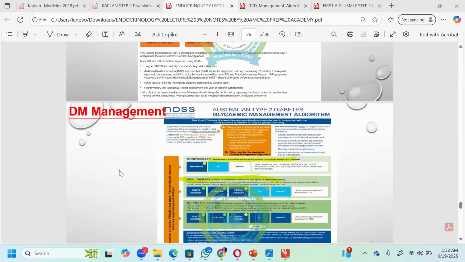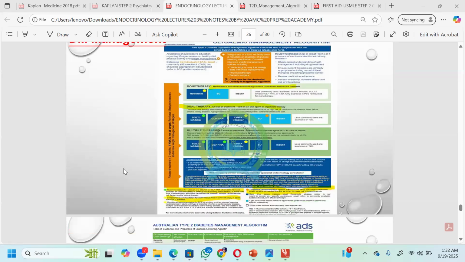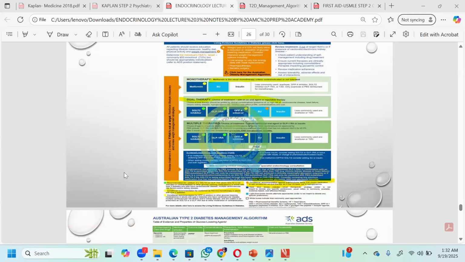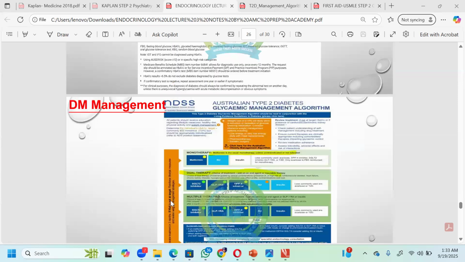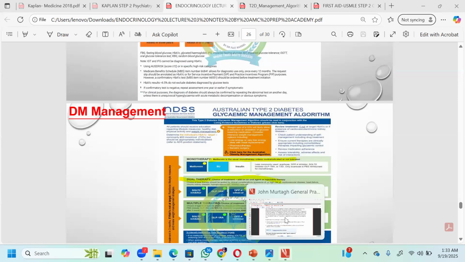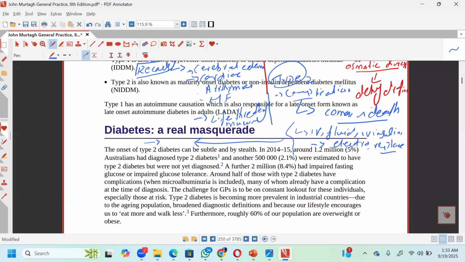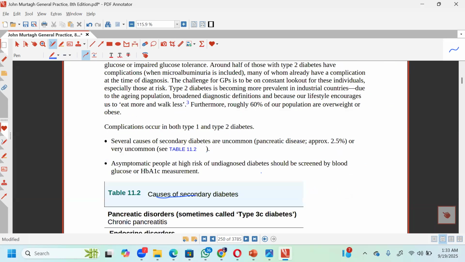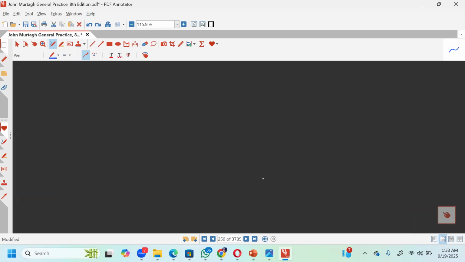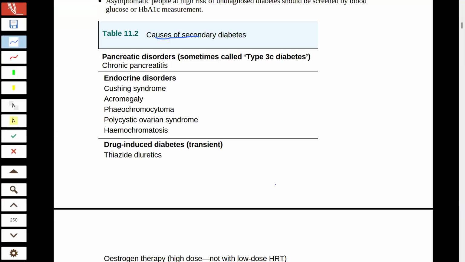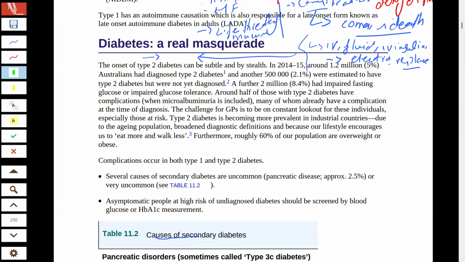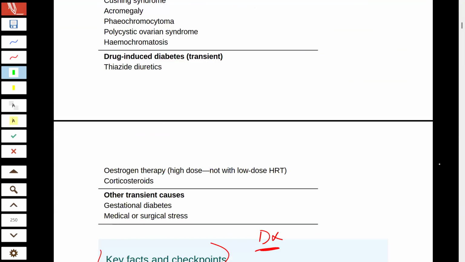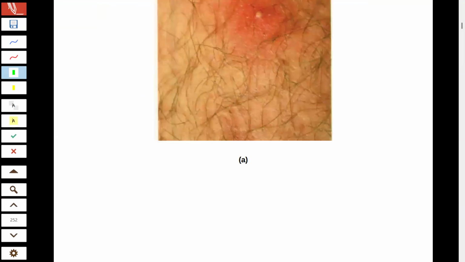Move to next. The next part is an important part before going to treatment. This is from the Australian guideline. Before this, we will go to John Murtagh to read just some basic things, and then we will move to treatment. And doctors, these are the causes. You can read it in your own time as well. The important ones we will discuss from your exam point of view.